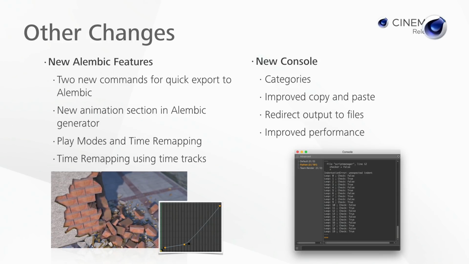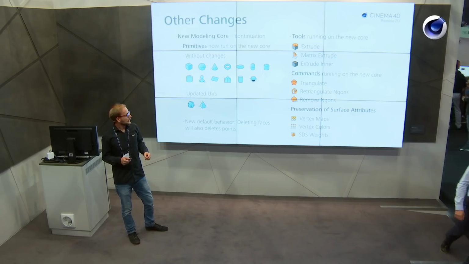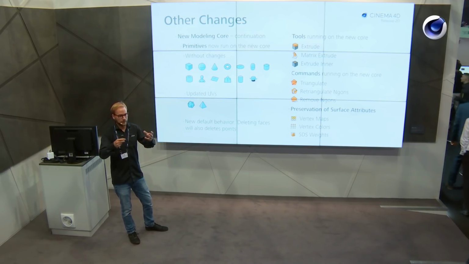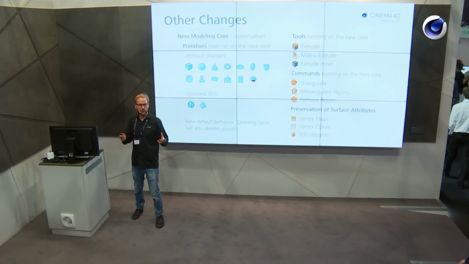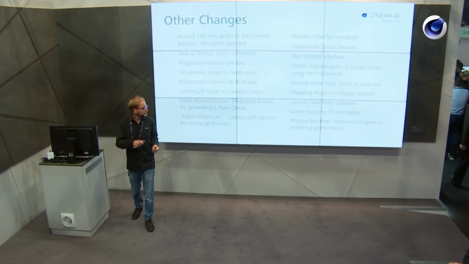For all of the programmers out there, we've got a new console that supports a few more things. We continued working on the modeling features and brought them to the new core. A very cool thing here is that they are now preserving the surface attributes in a way better. And for example, if you inner extrude an object that already has a vertex map on it, the vertex map is now, well, blended correctly.